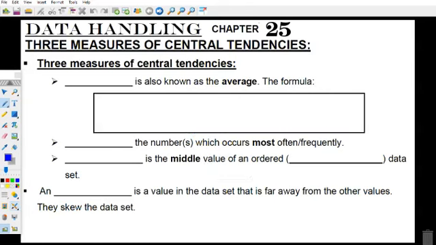All right, so when we're talking about data handling, there are three measures of central tendency. Central, we already said, means middle, origin. What else did we say? The intersect, not quite. Another one is center, the thing that's in the middle. So there are three new things.